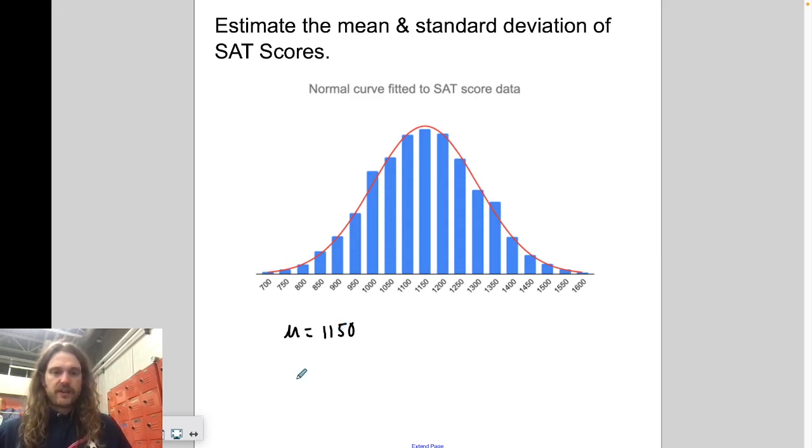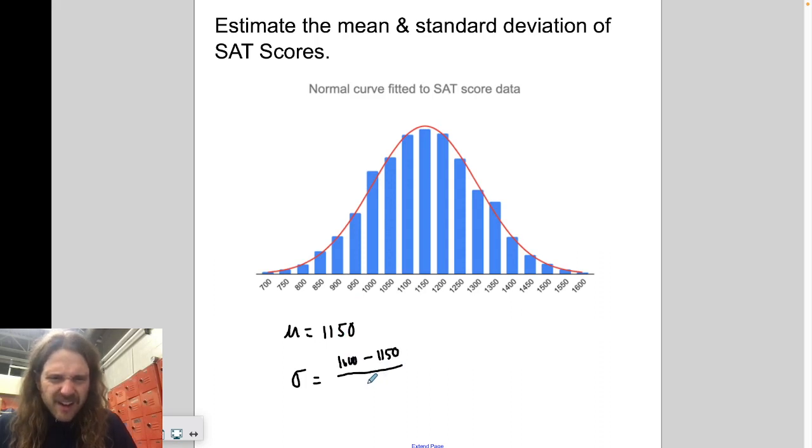If you want to see that calculation, I did the standard deviation. It looks like about 1600 minus 1150, divided by 3, because 3 standard deviations to the right should hold most of the data. That's 450 divided by 3, which is 150.